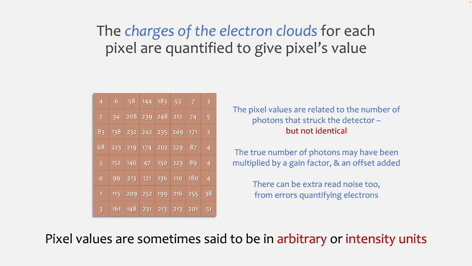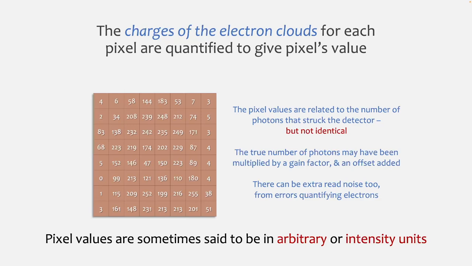The key point that I want to make here is that the pixel values in the image are not incredibly easy to interpret. They are related to the quantification of the electron charge, which is related to the number of photons that struck the detector, which is related to the amount of light that was detected because it went through the objective lens after it came from the sample, but that's not all the light that was emitted from the sample. And there can also be other conversion factors along the way. You could have a gain applying effectively a kind of multiplication.